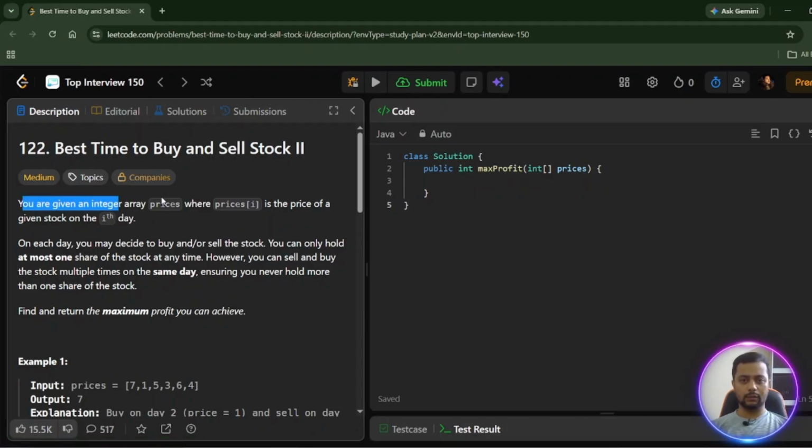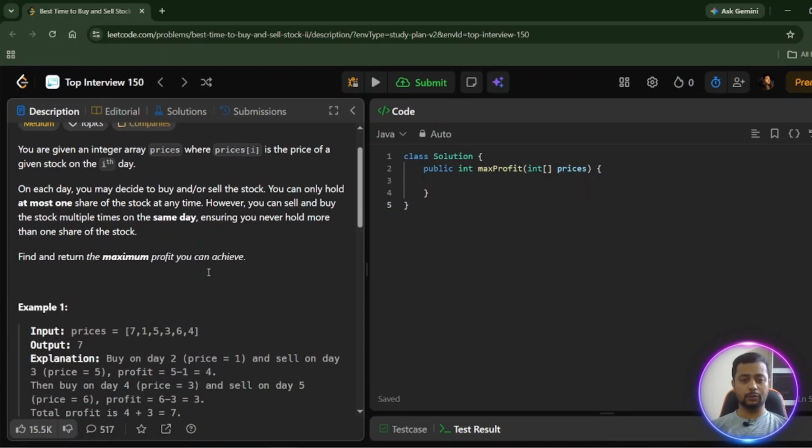It says you are given an integer array prices where prices[i] is the price of a given stock on the ith day. On each day, you may decide to buy and/or sell the stock. You can hold at most one share of the stock at any time. However, you can sell and buy the stock multiple times on the same day, ensuring you never hold more than one share of the stock. Find and return the maximum profit you can achieve.